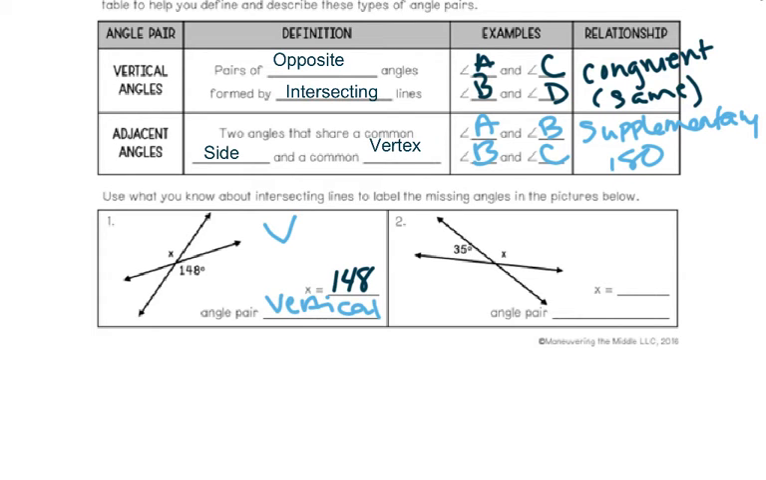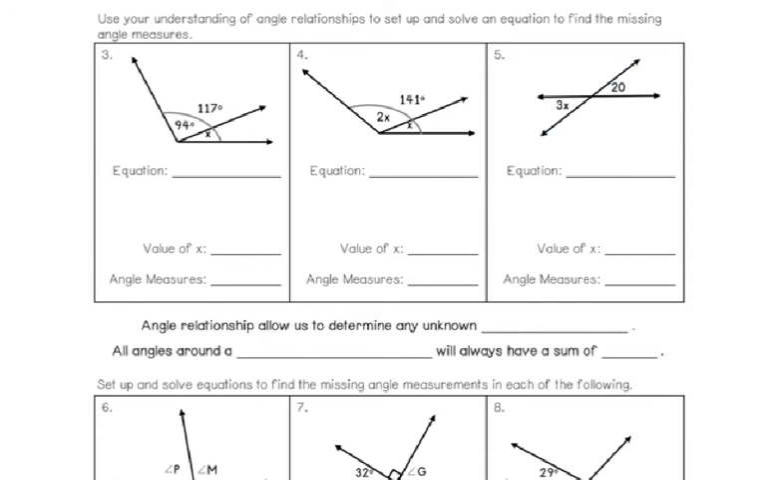Looking at our next problem here, I have angle 35 here and angle X here. Well, these angles do share this corner, and they share this line. This makes them adjacent angles, and they are supplementary. That angle measure is 35 degrees. The remaining amount in 180 is 145.